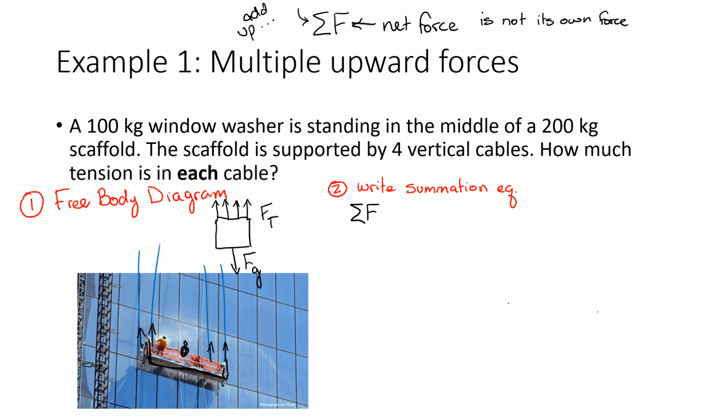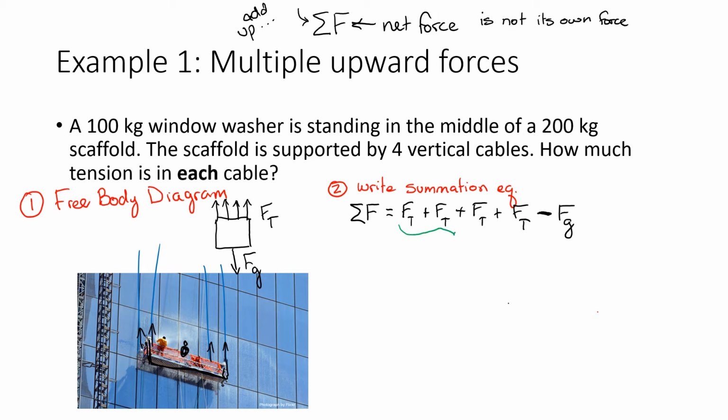So in our summation equation, we have net force equals, and then all of the forces that are caused by actual objects are listed out afterwards. So in this case, we have the 4 cables pulling on the scaffold. So that's 4 forces of tension. And they're all upwards, so they're all positive. And then we also have the force of gravity, which is downwards. So the force of gravity is going to be negative.